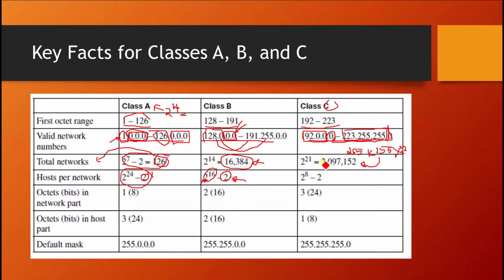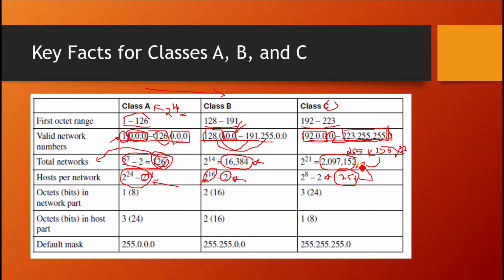You can see when we go from class A to class C, the number of networks is increasing. Here it's only 126 networks. This is 16,000 networks. Here you have around 2 million networks. Whereas the hosts per network is changing. Here, hosts per network is in the millions. It has come down to 65,000. Now that has come down to 2 to the power 8, which is 256 minus 2, so 254. So we can have only 254 IP addresses per network.